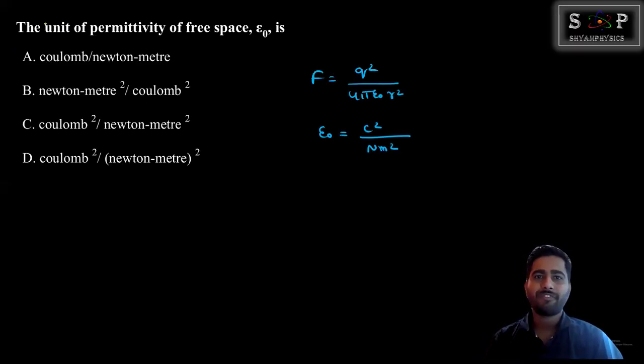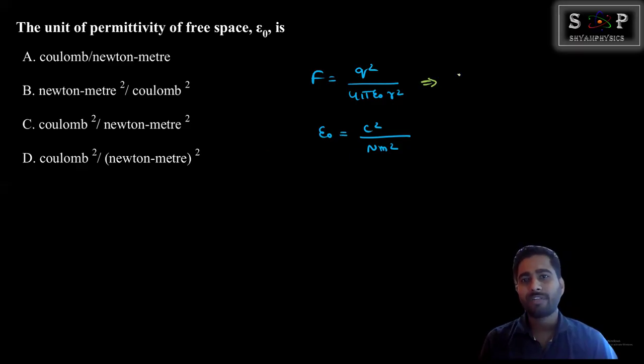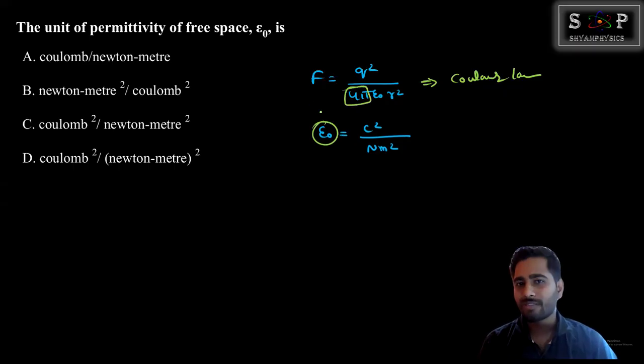Units of permittivity of free space. They are asking for the unit of permittivity of free space. We know Coulomb's law: F equals Q^2 by R^2, here Q^2 by 4 pi epsilon naught into R^2. Epsilon naught we want, that's why I made it a function. 4 pi is a constant. Q^2 is nothing but coulomb squared. So I wrote here coulomb squared divided by newton meter squared, force and distance. Coulomb squared divided by newton meter squared. Option C.